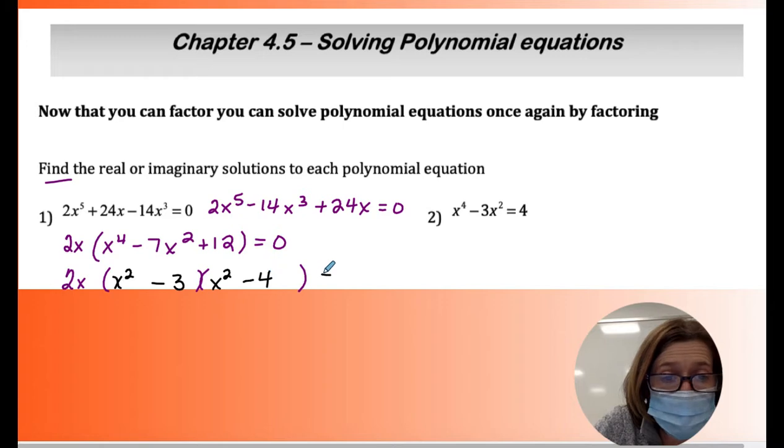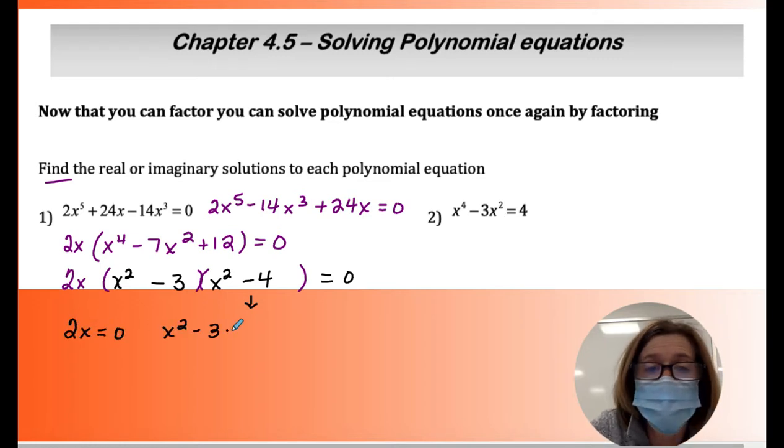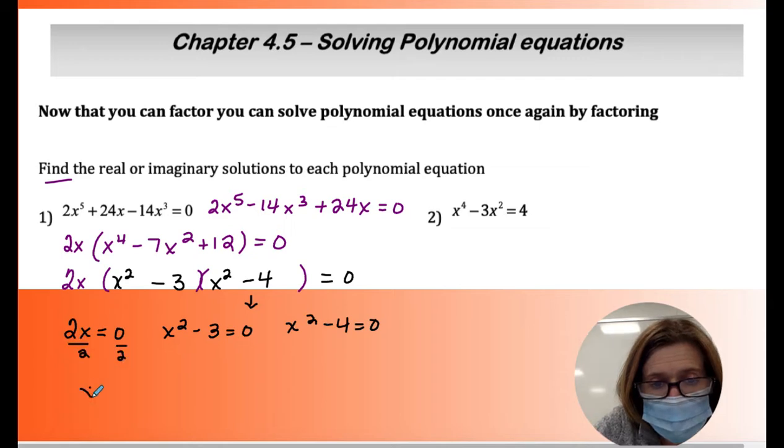So here we'd have x squared and x squared. I want the factors of 12 that add to negative 7, so I think that's 3 and 4. Okay, and you could simplify this further, or you could just solve using the square root methods, which is what I'm going to do. So I'm going to set each factor equal to 0 and apply the zero product property.